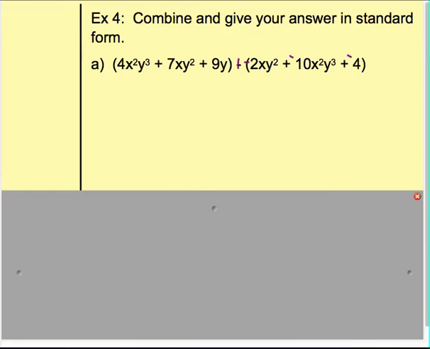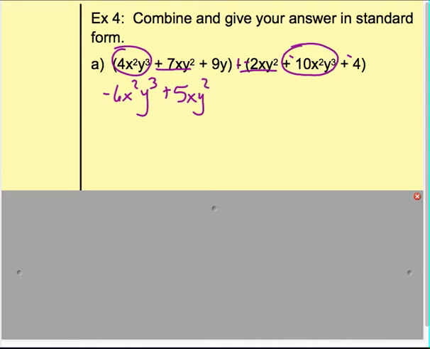Looking at my x's, since it's closer to the beginning of the alphabet than my y, the highest power that I notice on any term with an x is x squared. So I've got 4x squared y cubed minus or plus negative 10x squared y cubed. So 4 minus 10 is negative 6x squared y cubed. And then I notice the term with just an x, plus 7xy squared minus 2xy squared gives me a positive 5xy squared. And then I have a 9y term all by itself, and a negative 4 term all by itself that have no like terms.